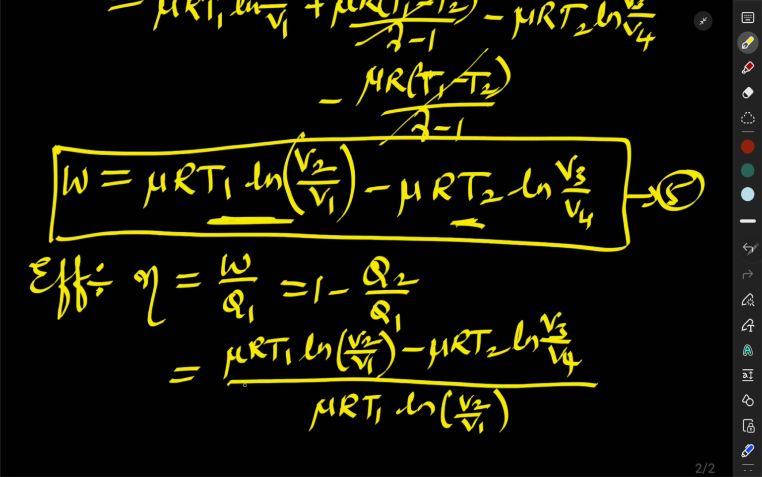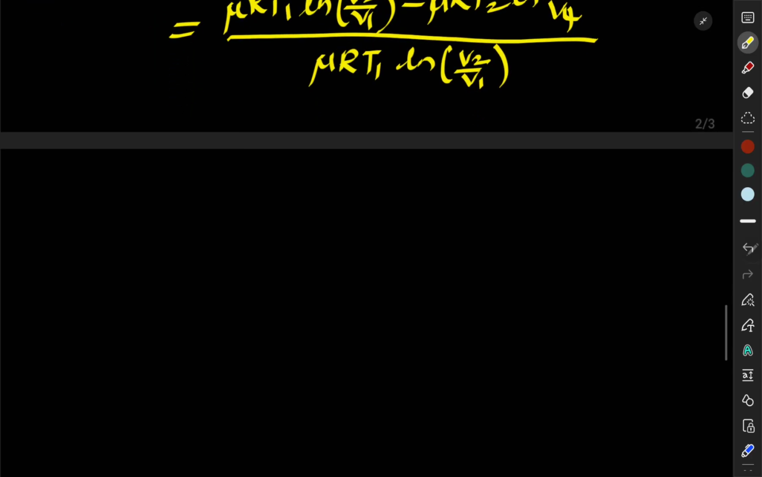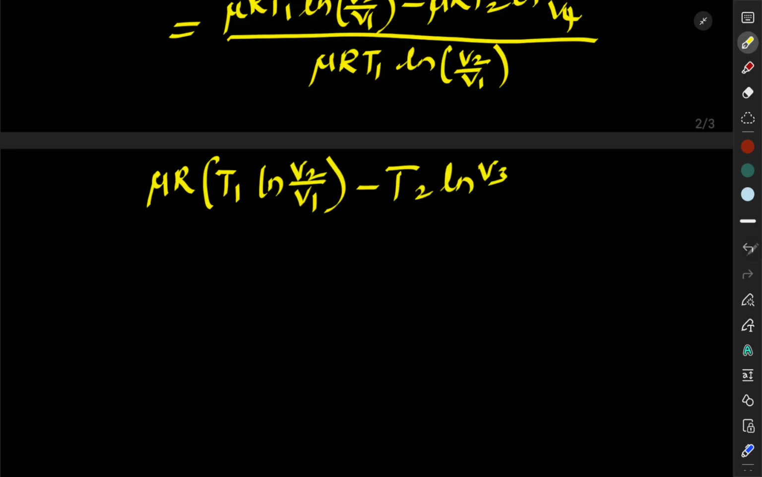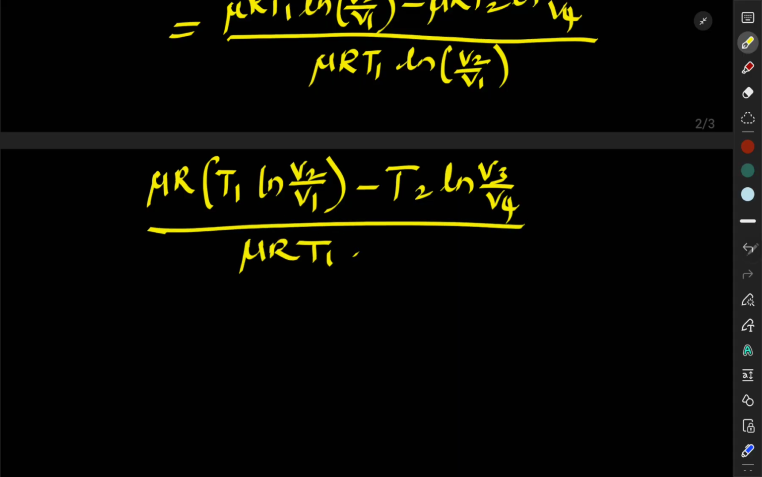So when we take common mu r at the numerator, we get it like this: V3 by V4 divided by mu r T1. Here mu r gets cancelled.